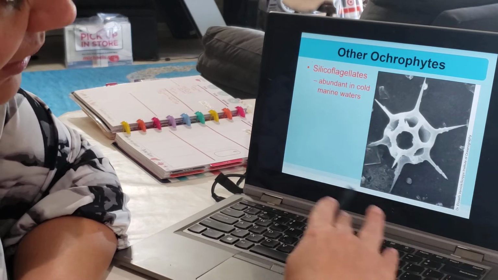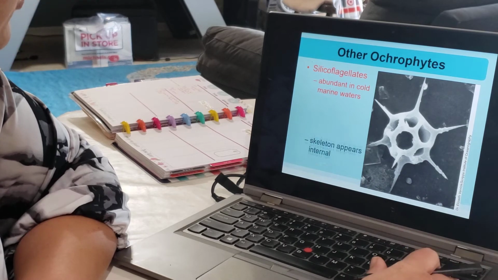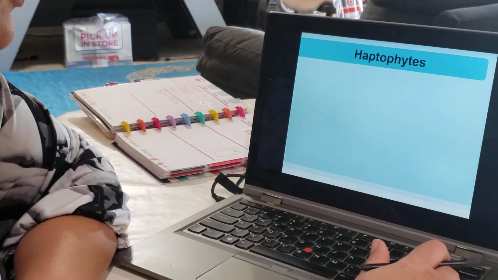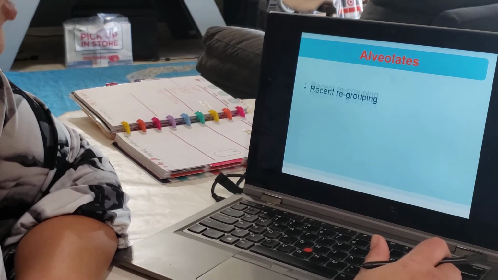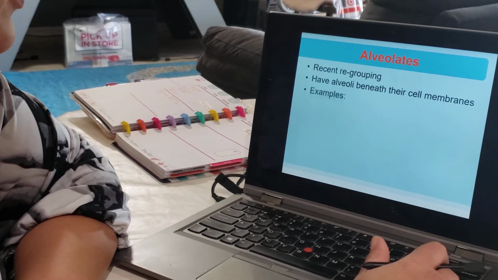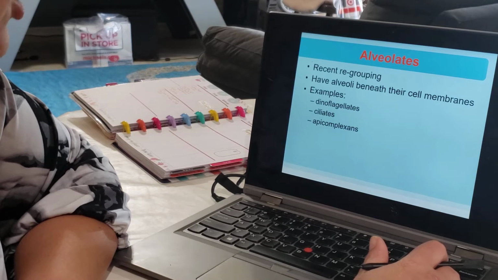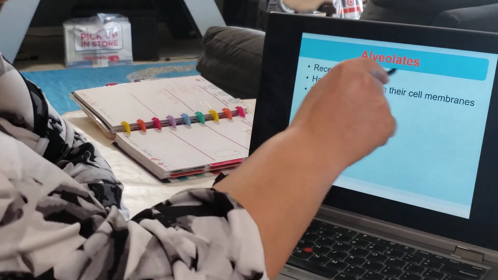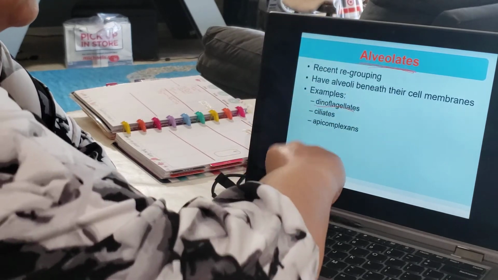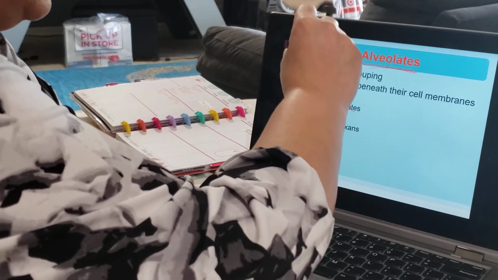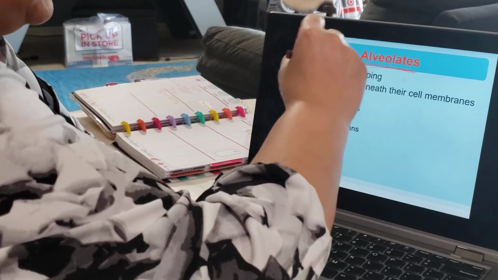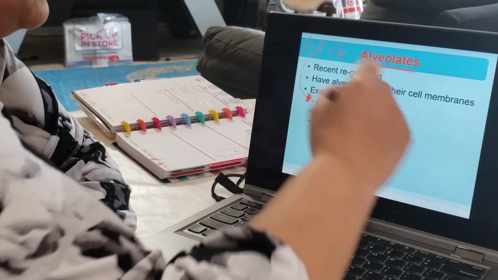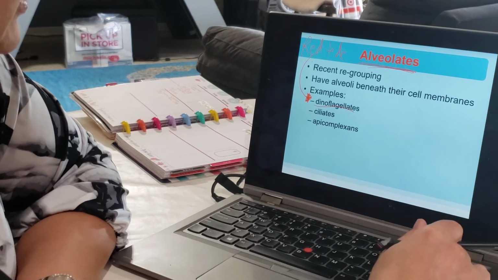Silicoflagellates. Look how cool that is. Abundant in the cold marine waters. Alveolates. These are your dinoflagellates. This is your red tide, you guys. Red tide. One of my students came up with this: Dinos died. Red tide.